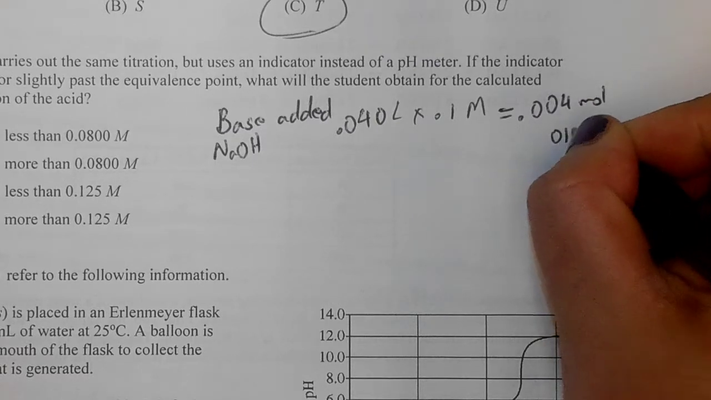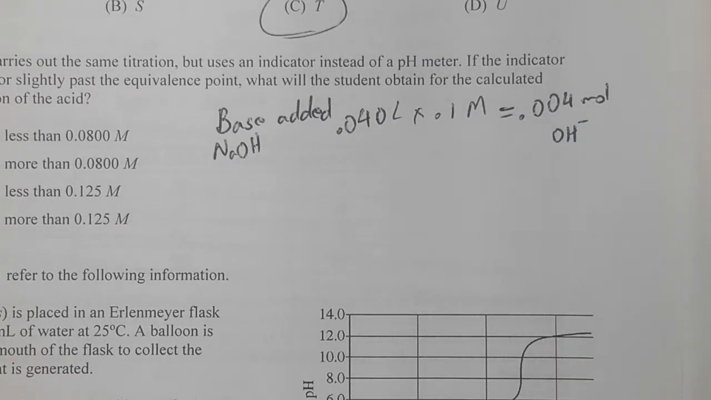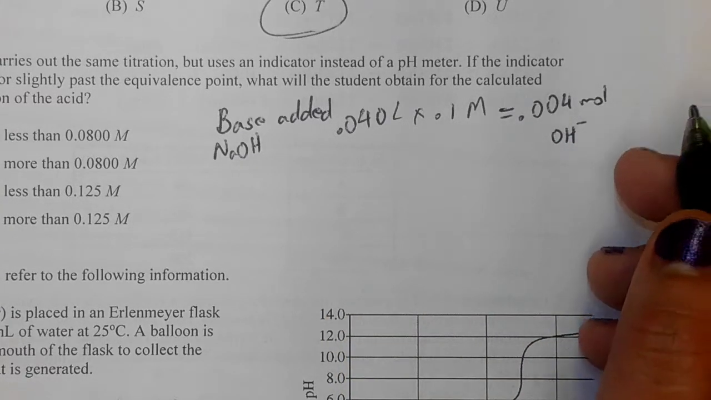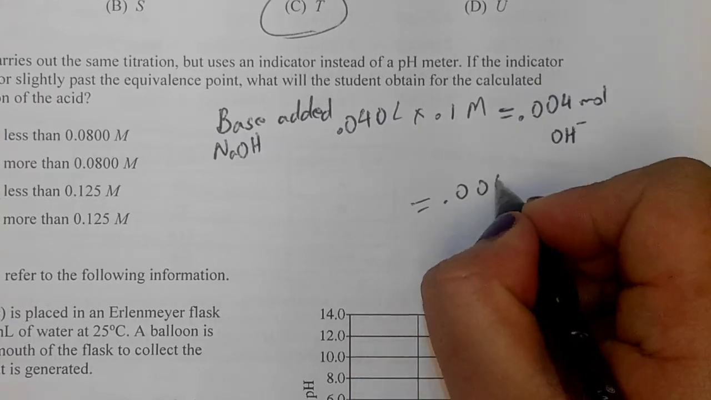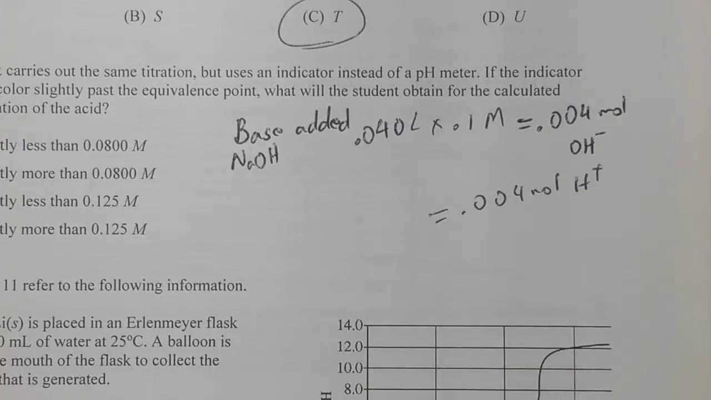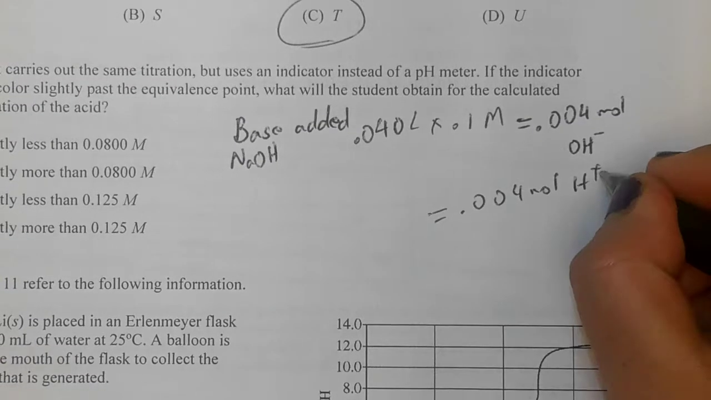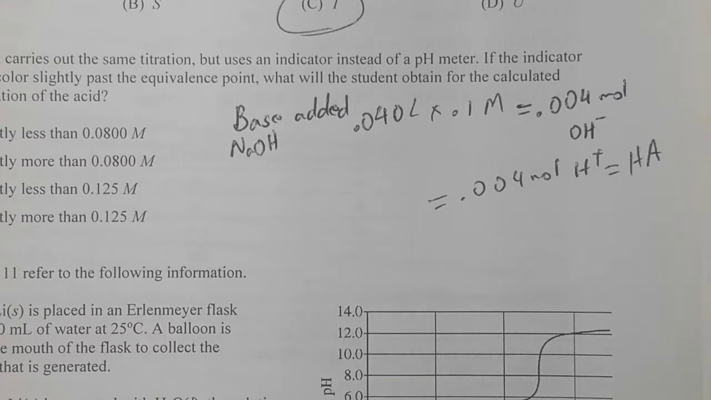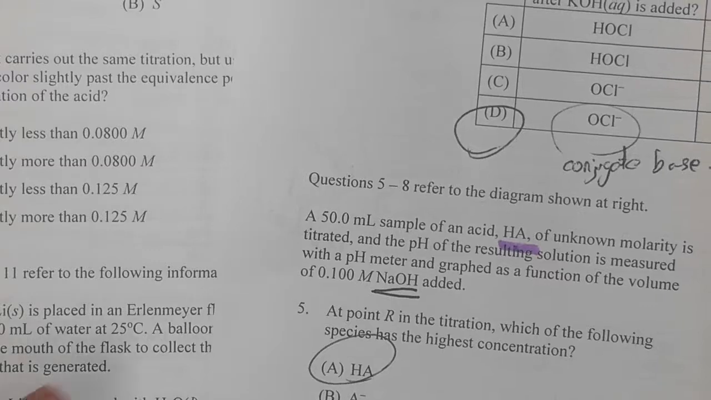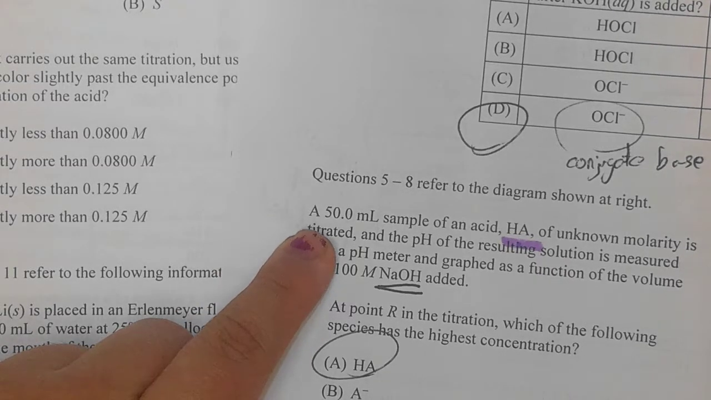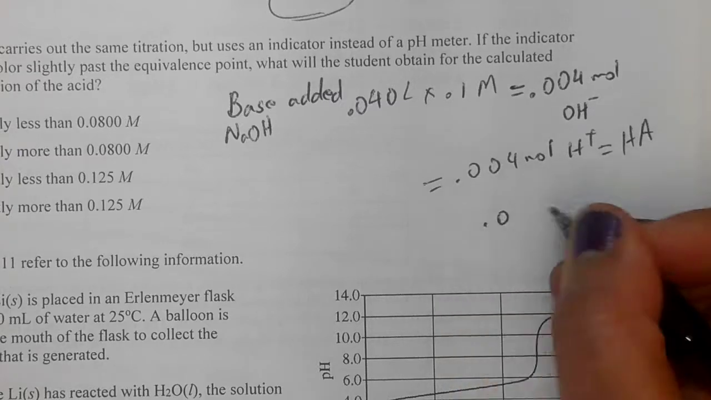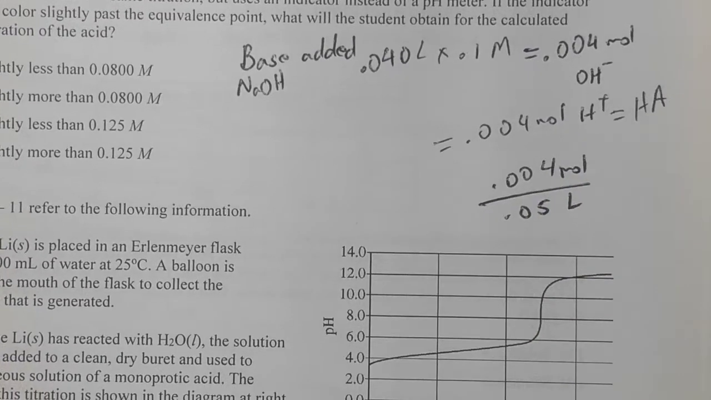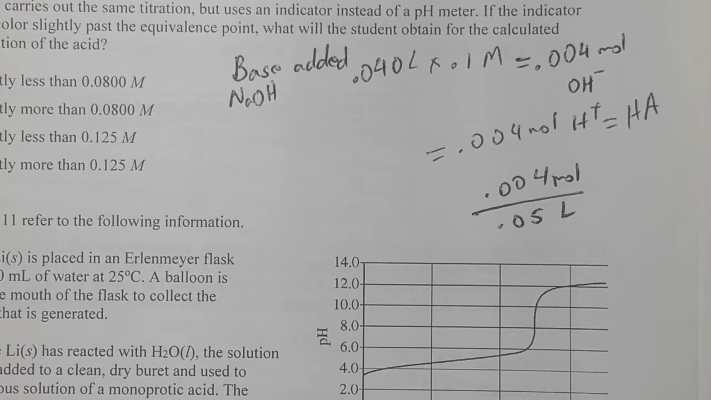0.004 mole of OH minus. Are we okay with this? Which means, remember, that is equal to the amount of acid we originally have, so that means 0.004 mole of H plus exists originally in the form of HA. And we know the HA volume in the beginning. If you take a look at it, the question has it, 50 milliliter, right? So we can say 0.004 mole divided by 0.05 liter. That will give us the answer.